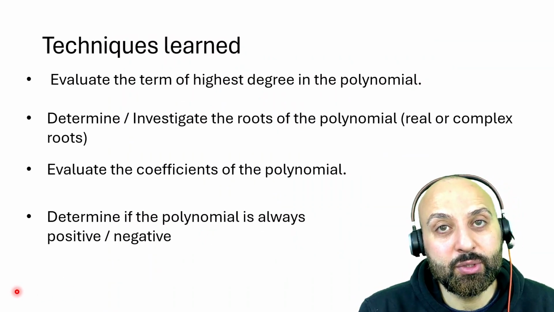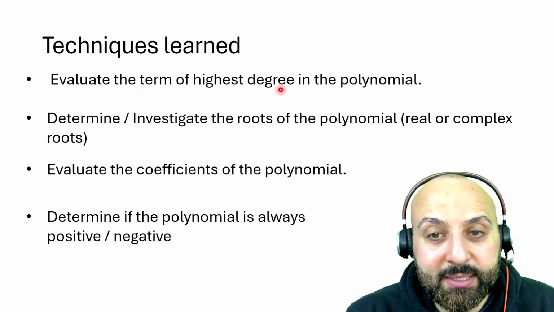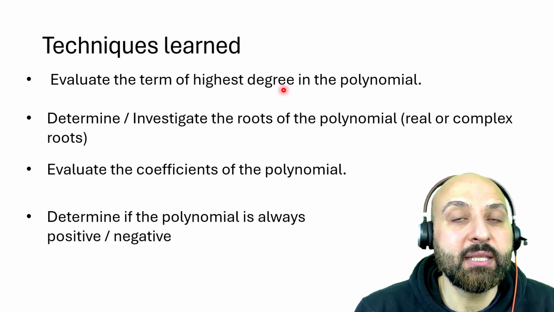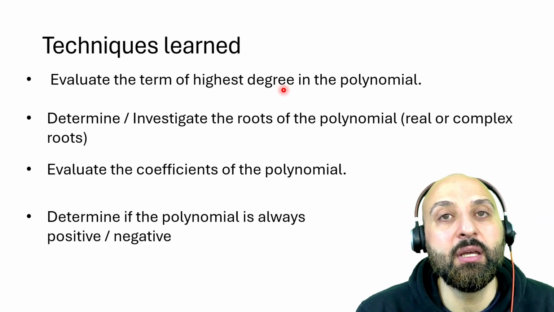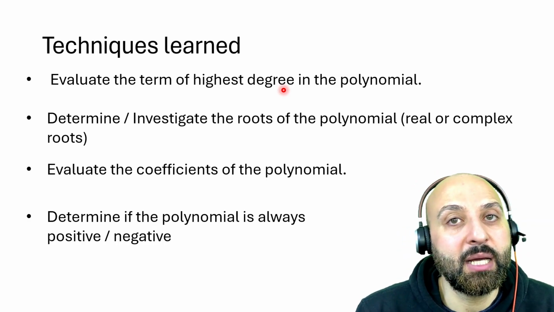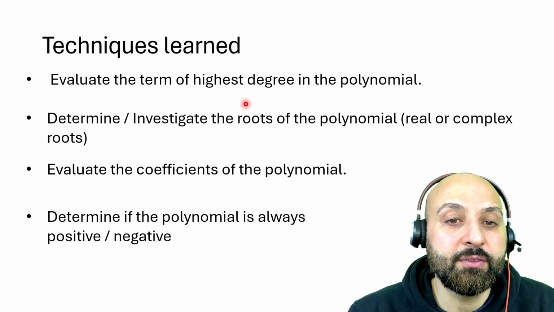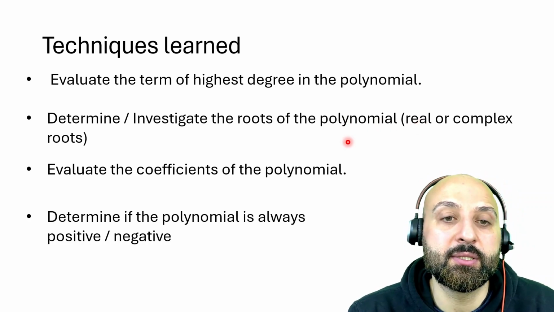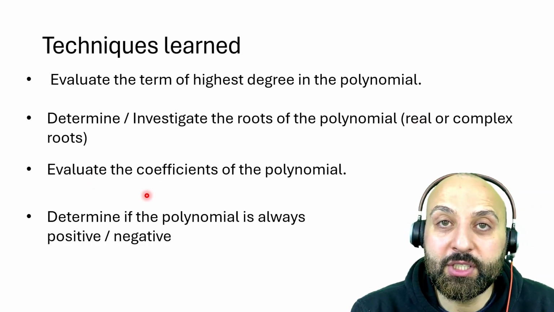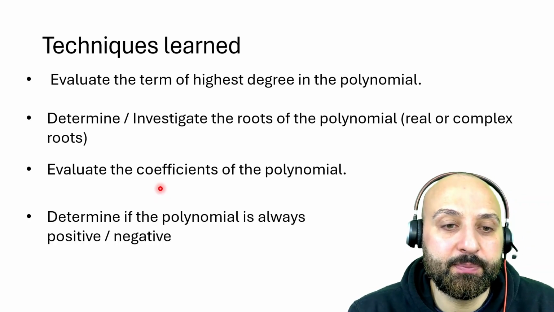Let's see what we have learned through this exercise. First thing is to evaluate the term with the highest degree in the polynomial. Take the limit of the polynomial when x goes to plus infinity or minus infinity, and look for the additional information that you can obtain by this process. Determine and investigate the roots of the polynomial, whether they are real or complex. Evaluate the coefficients of the polynomial. Try to see if you can extract extra information.